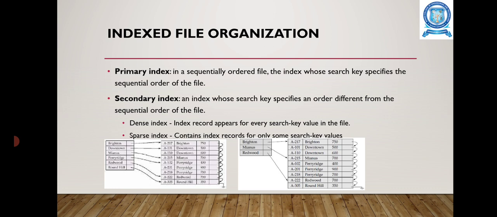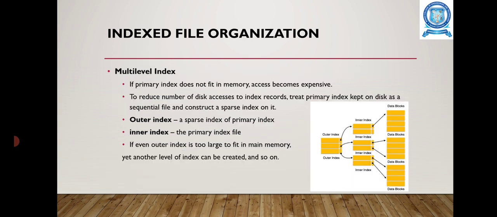Sparse index means it contains index records for only some search key values. In a sparse index, to locate a record with search key value k, find the index record with the largest search key value less than or equal to k. Here only three search key values are used. That is the difference between dense and sparse: dense has a search key for all the records, but sparse has search keys only for some of the records.